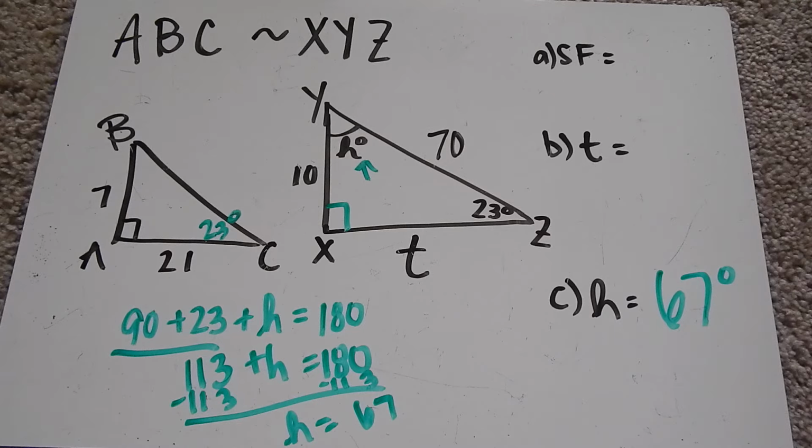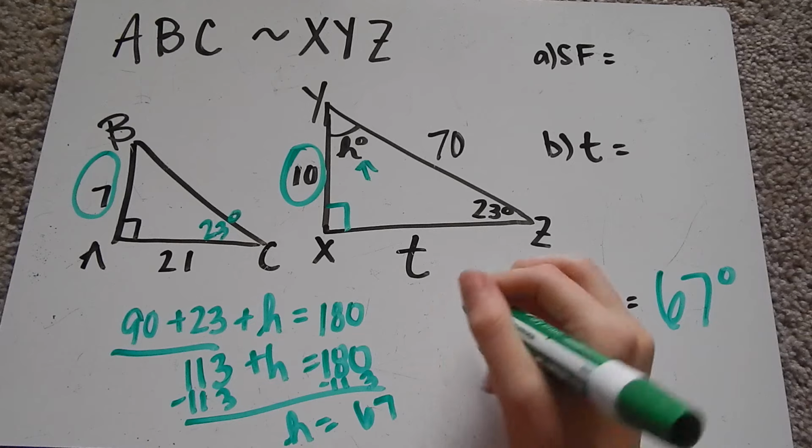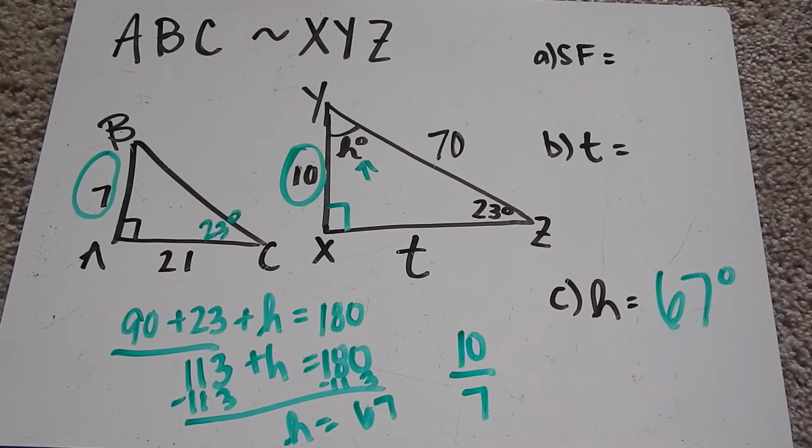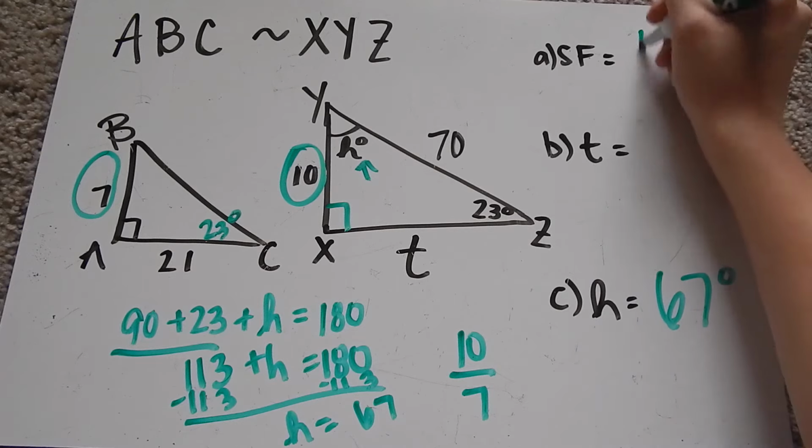Okay, now moving on, A wants me to find the scale factor. So what I really want to do is look for two corresponding sides that give me an actual number. So here I have AB and XY. I actually have the numbers there. So that is going to be what I use to find my scale factor. The scale factor is just the ratio between those two numbers. So my ratio here is going to be 10 over 7. 10 over 7 is my ratio. Okay, so that will be my scale factor, 10 over 7.